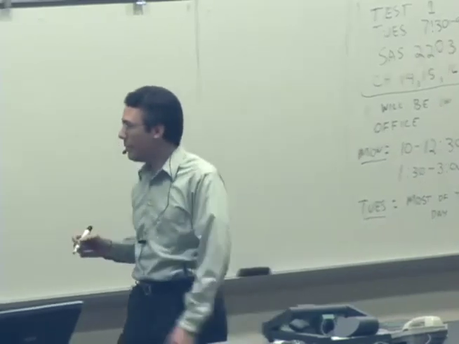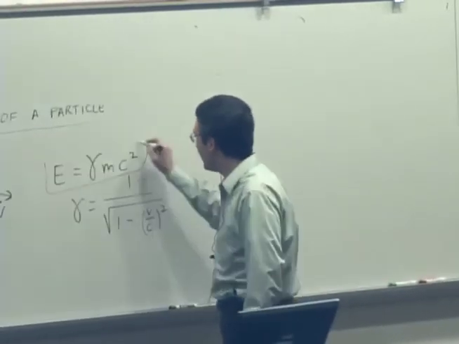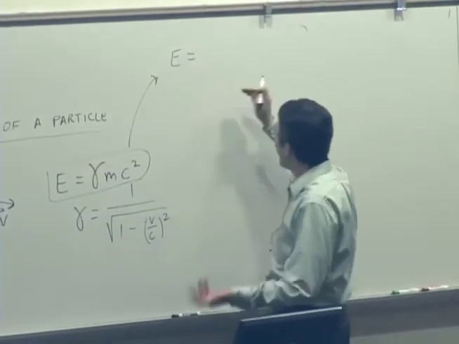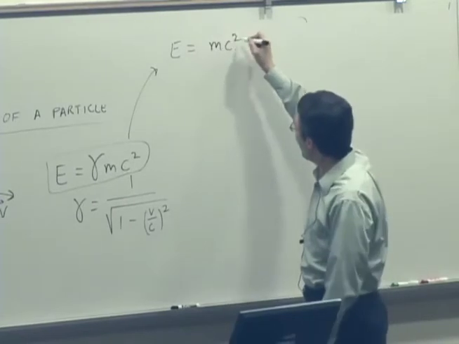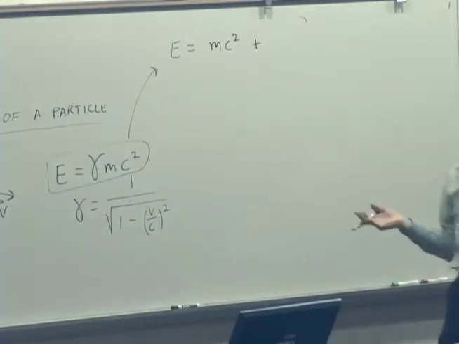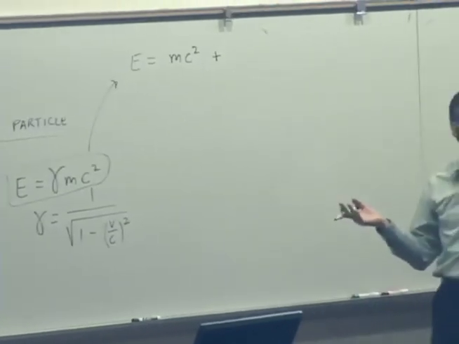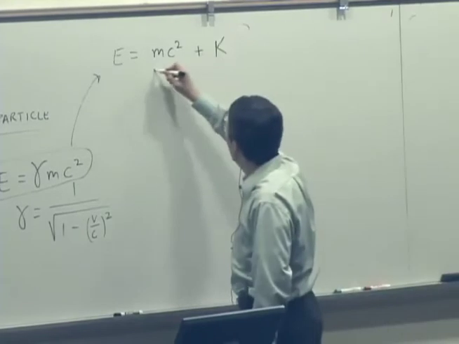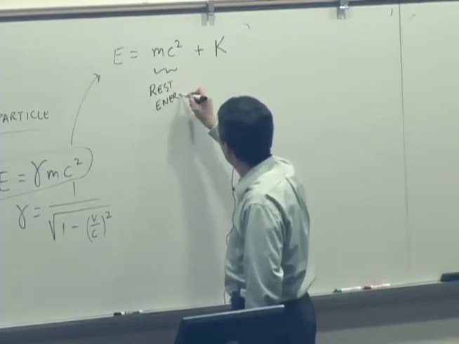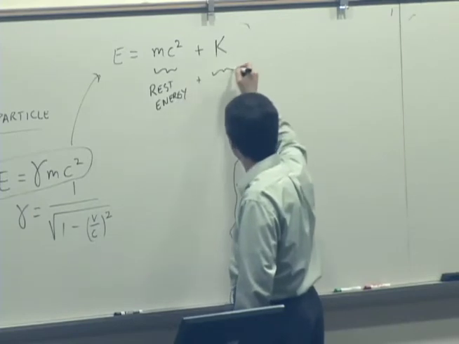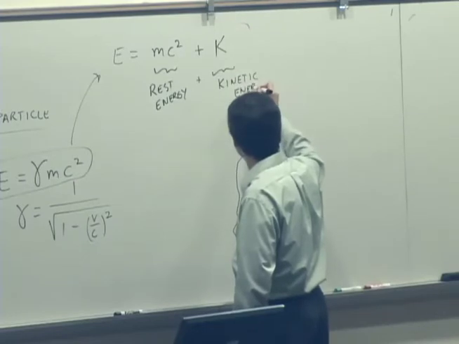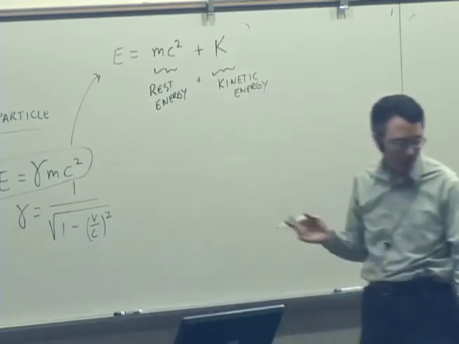And we oftentimes break this expression up into 2 pieces. We can talk about the energy of what's called the rest energy, or just the energy from the mass, which is mc squared, plus the energy of motion, which is called what? Kinetic energy. Okay, so that's plus K. So we have rest energy plus kinetic energy. Okay, energy of a particle.